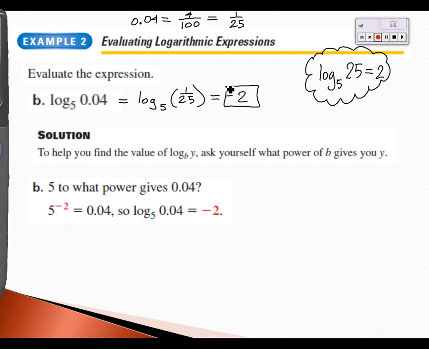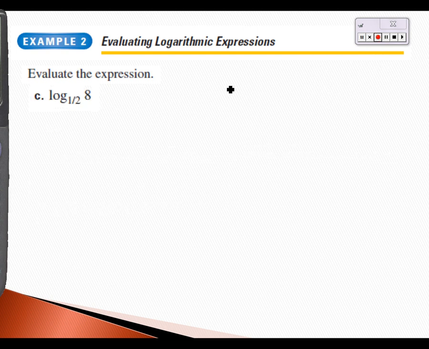Feel free to check this on your calculator, right? 5 to the negative second. Try it on your calculator. You will get 0.04. Good job. But it just goes to show they're not always as easy as part A, right? Let's do another hard one. How about this one? I like these. It's kind of like they're little puzzles for you.